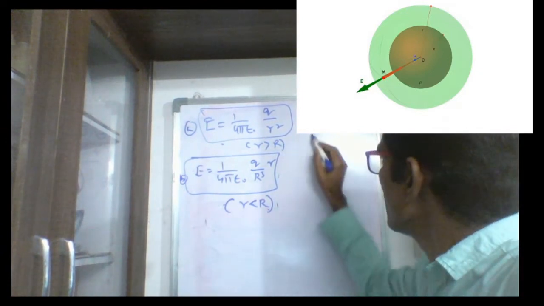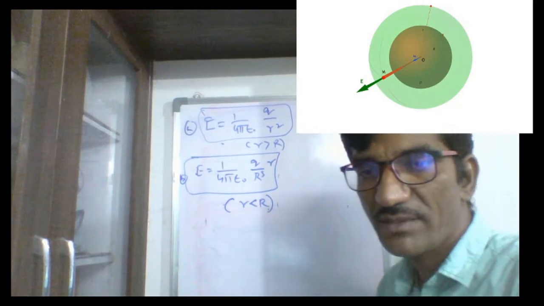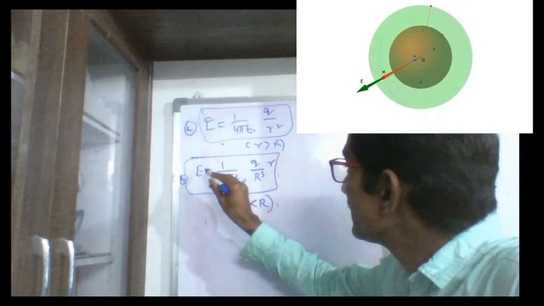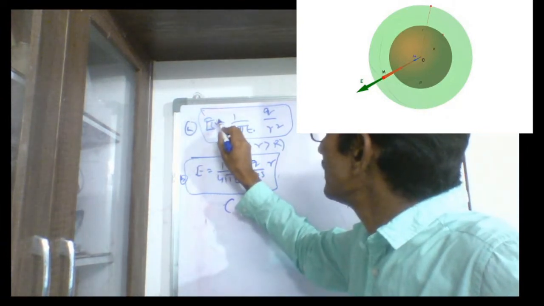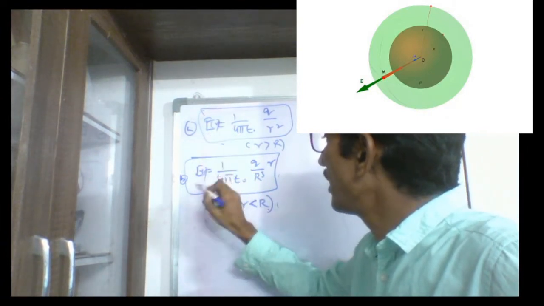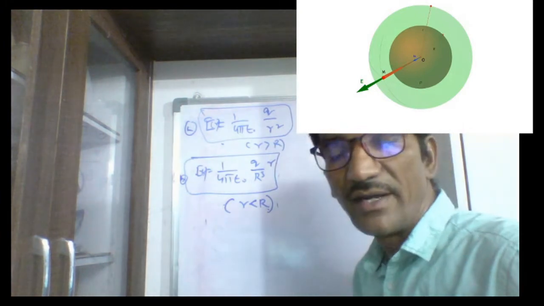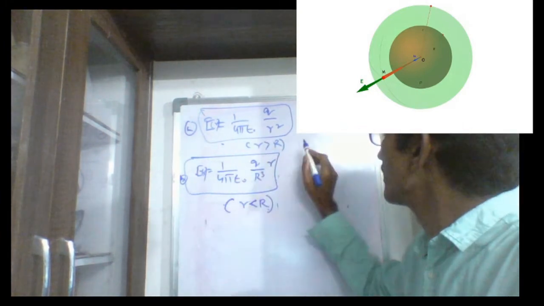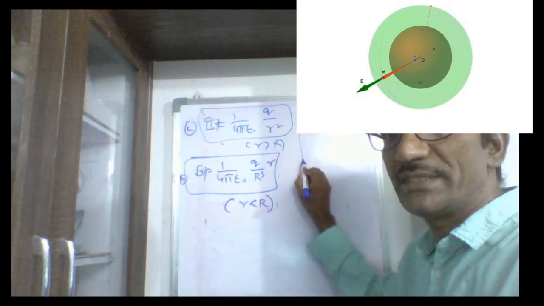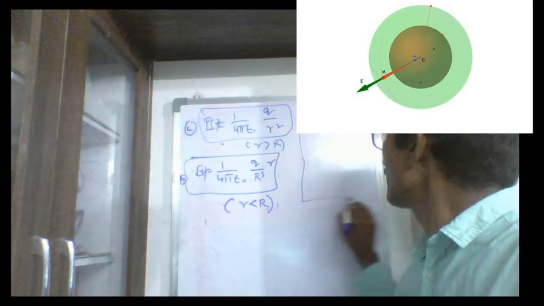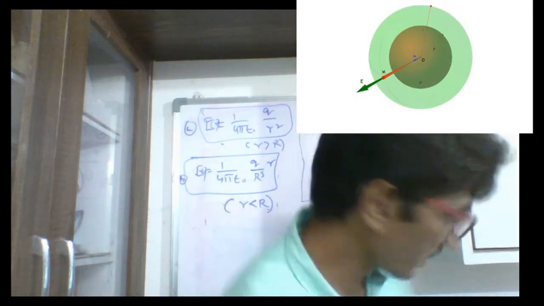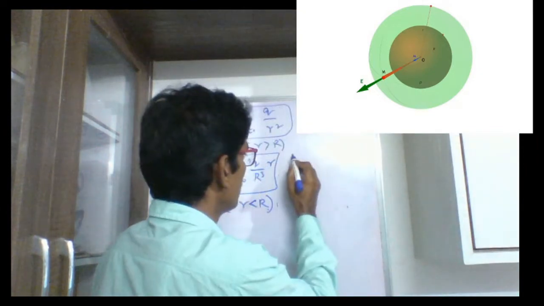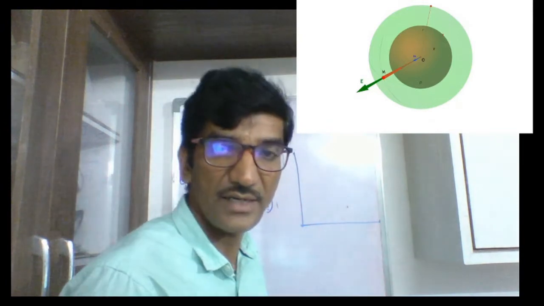You can understand that by drawing a graph between field and r, because your field is a function of small r. Remaining all the things are constants. So now you plot the graph between E and r.